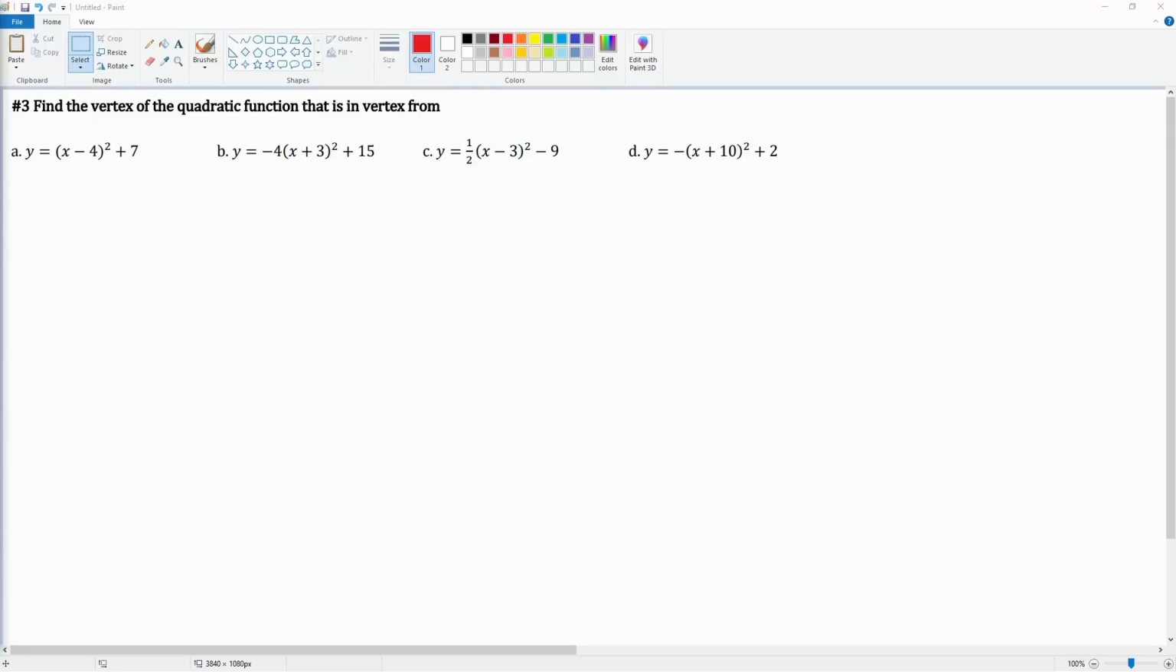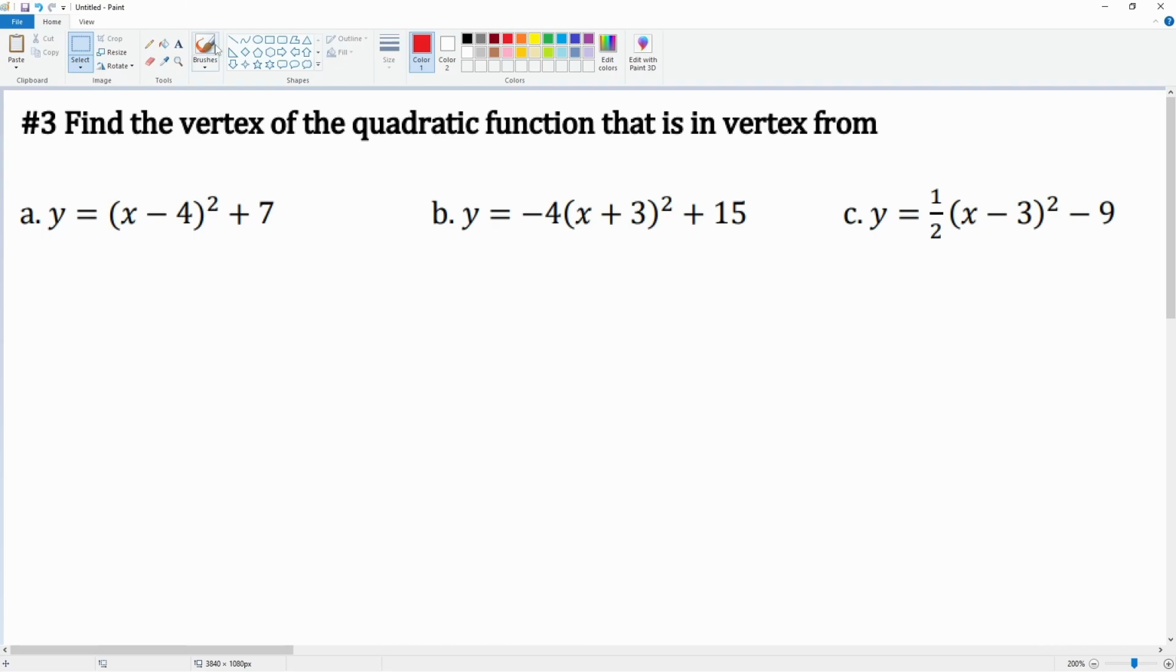Number 3, you're going to find the vertex of the quadratic function that is in vertex form. So let's take a look at what vertex form is first of all. Vertex form can be written as the following: y is equal to a, parentheses x minus, that's going to be an h, the first part of the vertex, close parentheses squared plus the k value. This is the vertex form.